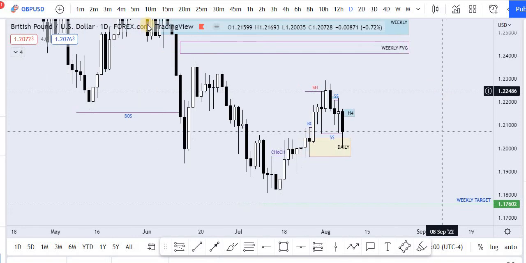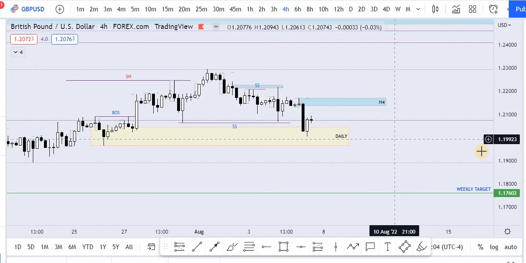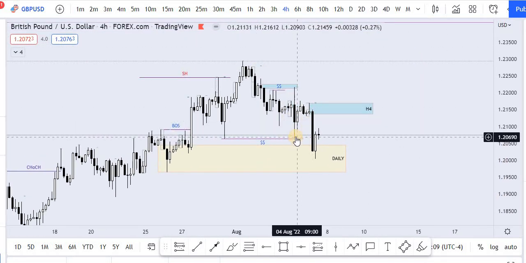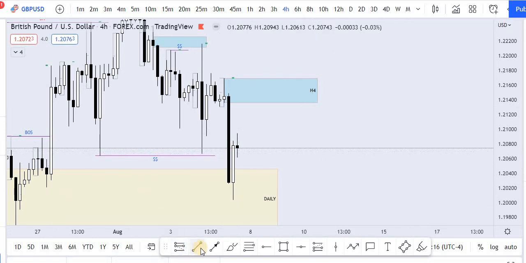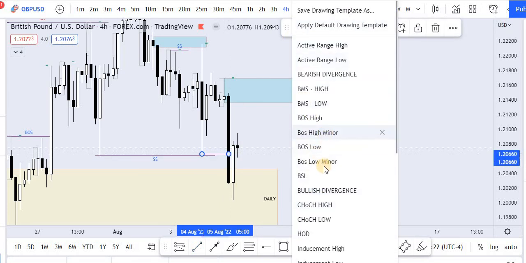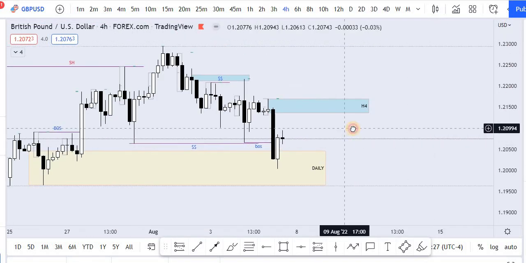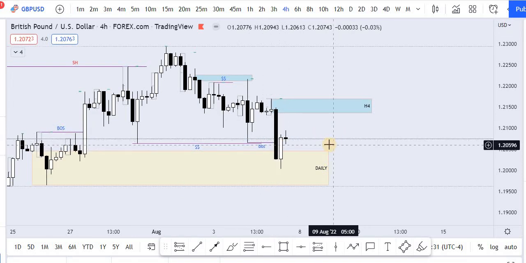So with that we can just scale down to the 4 hour. Let's see what 4 hour is going to give us. On the 4 hour we are kind of bearish because we have this most recent bearish break of structure here, and this is the zone that actually led to this bearish break of structure.